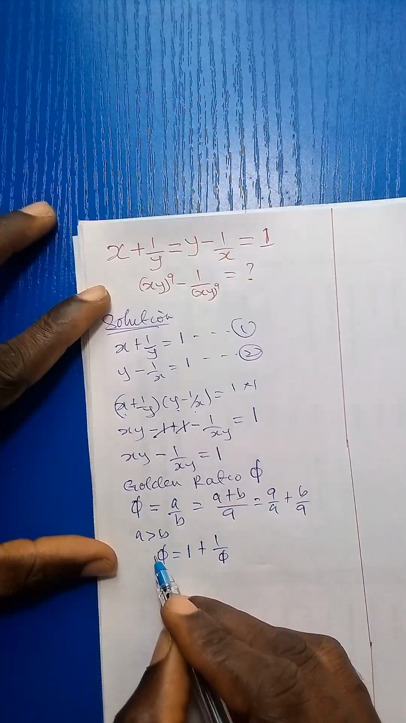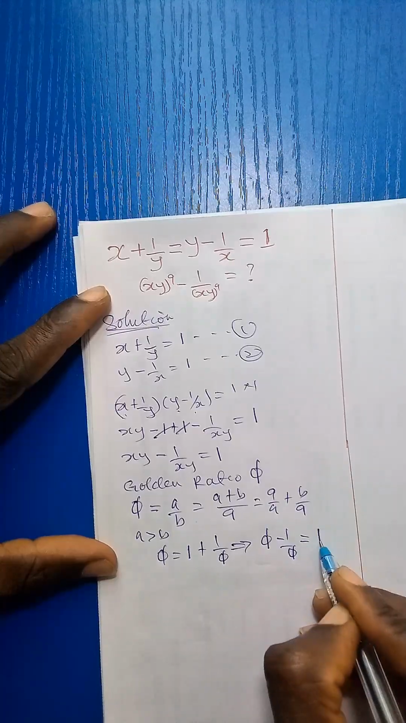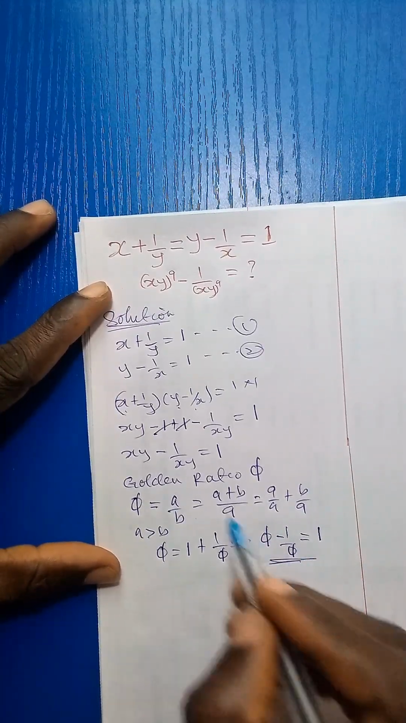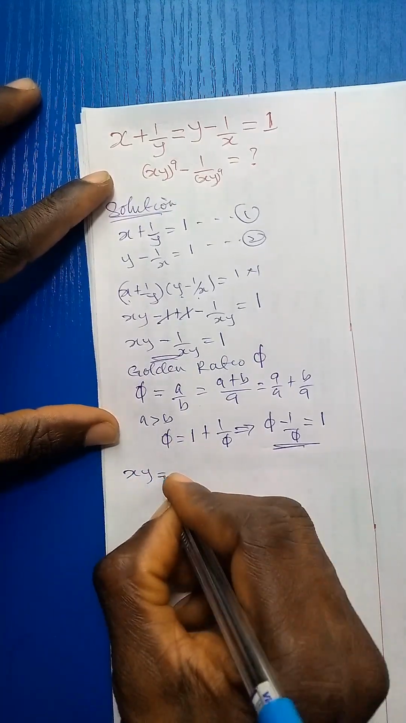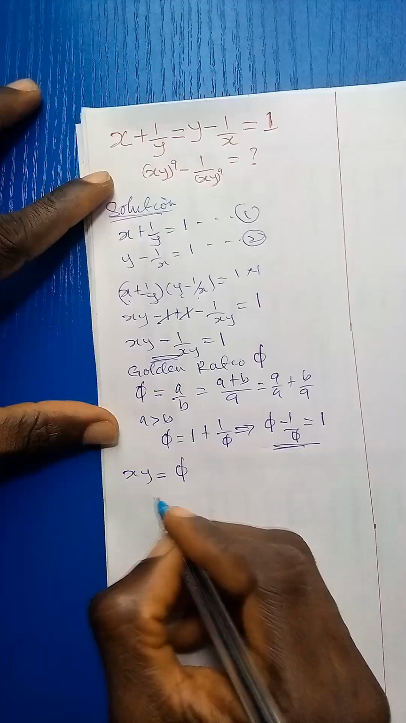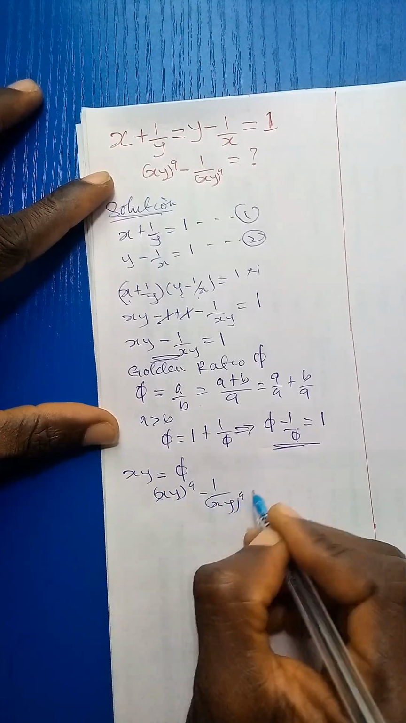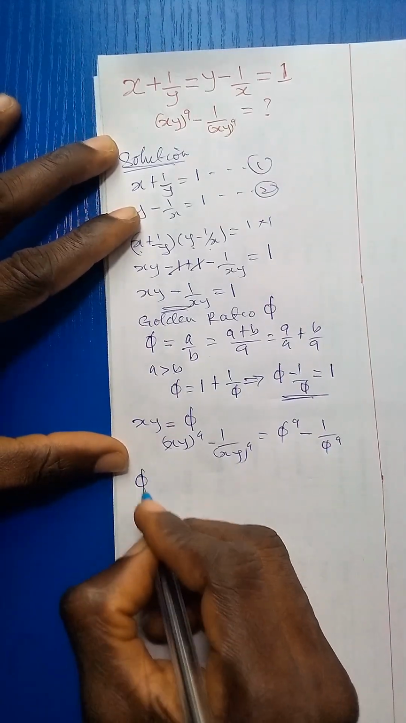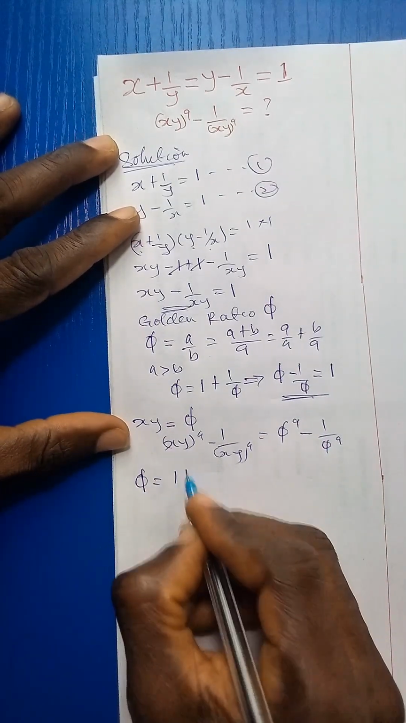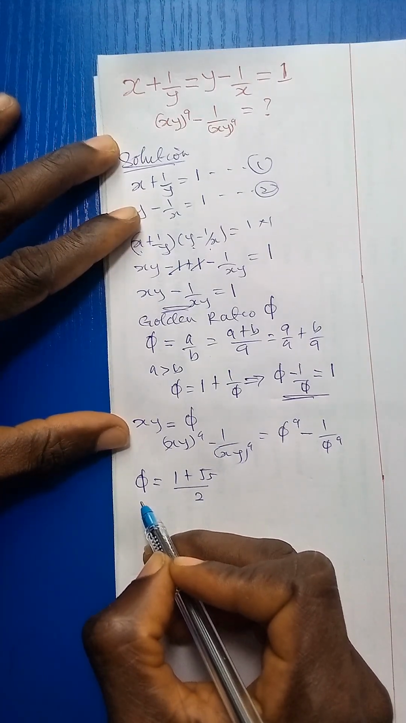If I bring this term to the left hand side, it becomes phi minus 1 over phi is equal to 1. Now this expression and this expression are exactly the same. It then means that xy is equal to phi. And so (xy) to the power 9 minus 1 over (xy) to the power 9 is equal to phi to the power 9 minus 1 over phi to the power 9. But we know that phi has a numerical value, which is (1 plus root 5) all over 2. It is actually an irrational number.